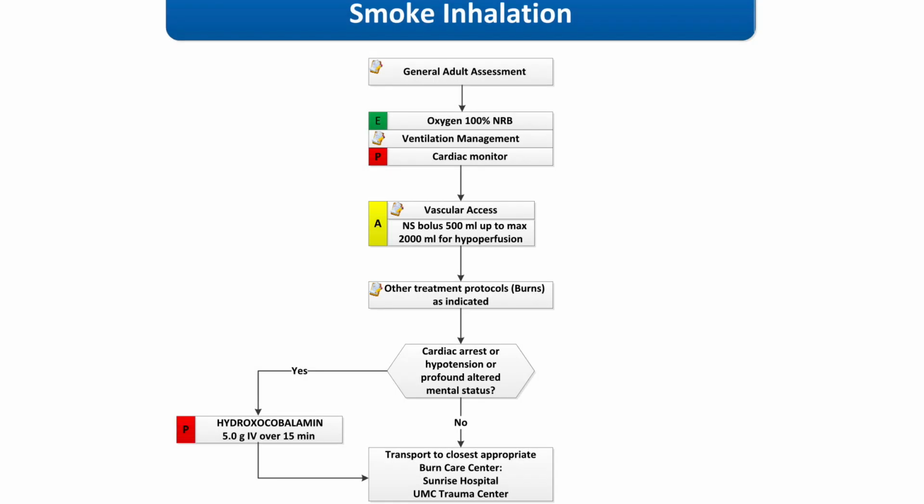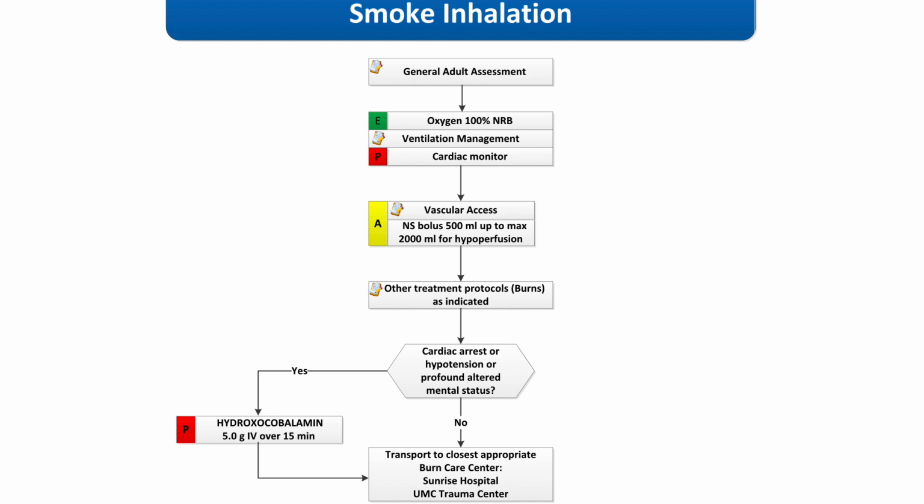For the adult smoke inhalation protocol, we're going to initiate the general adult assessment. We're going to place the patient on a non-rebreather at 100% oxygen, and if the patient requires ventilatory management, we're going to ventilate the patient and follow the ventilation management protocol. We're going to apply the cardiac monitor, and advanced EMTs and above are going to go ahead and initiate vascular access with a normal saline bolus, 500 milliliters up to a max of 2,000 milliliters for hypoperfusion. Other treatment protocols are going to be as indicated.